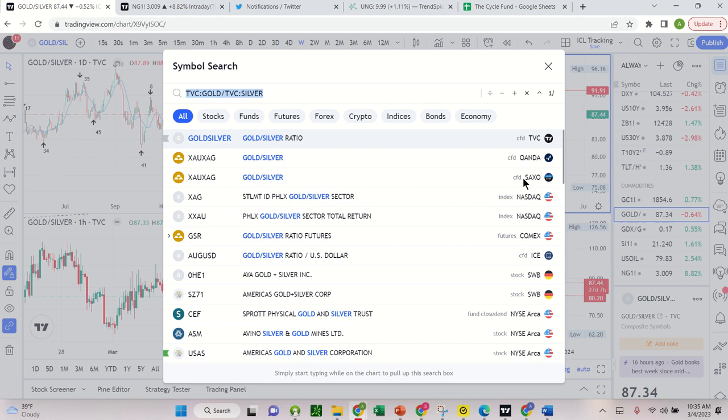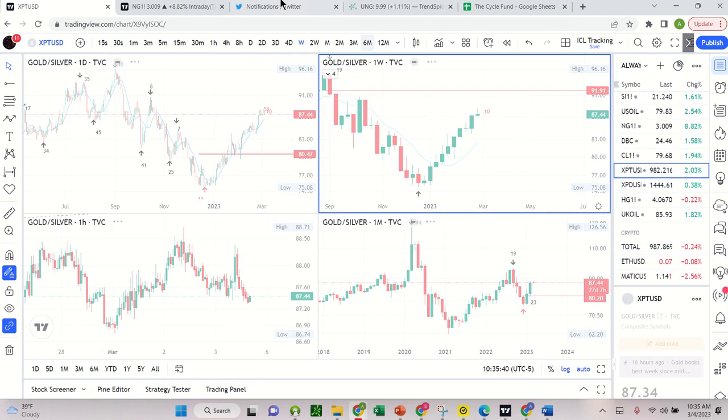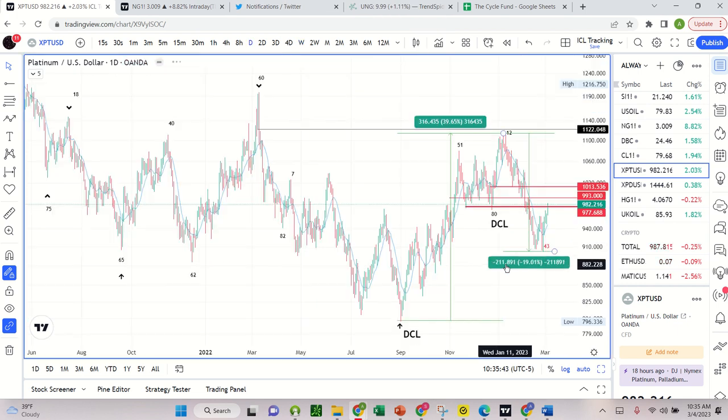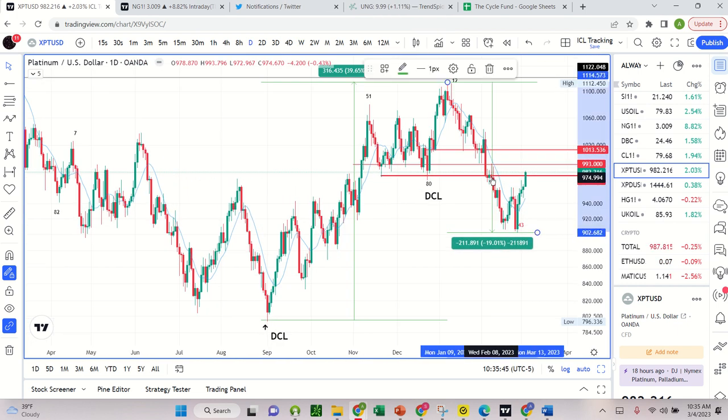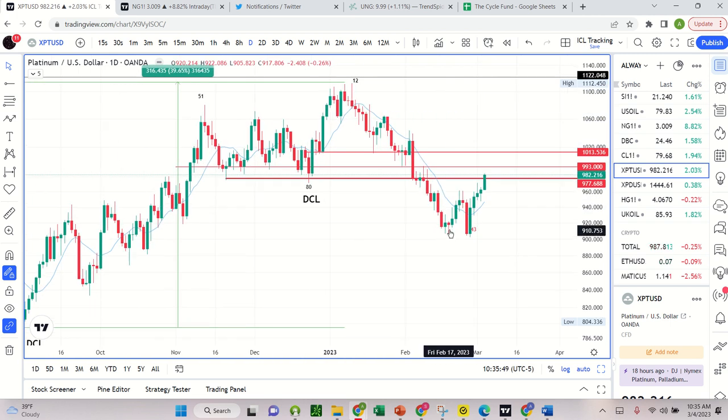And I'll just turn over to platinum really quickly. I'm not sure I'll be able to do a full video on it, so I'll just talk about it here. We talked about how this looked like it might have been a daily cycle low, but then we got this rejection. Now this is starting to look like your double bottom. This did make a lower low.